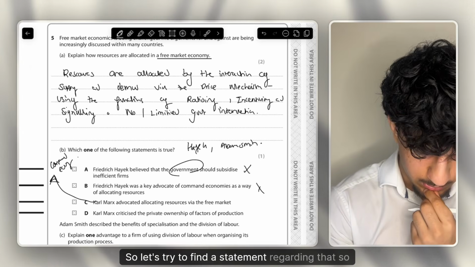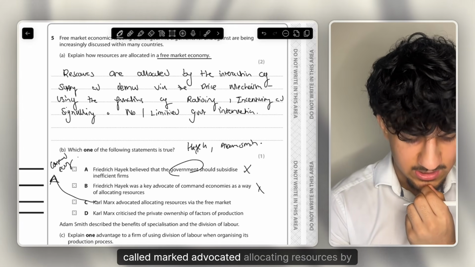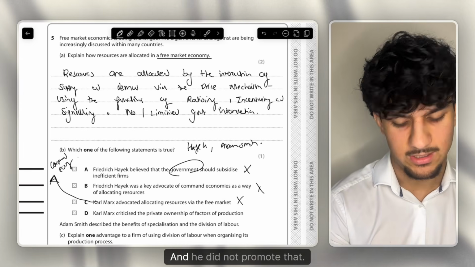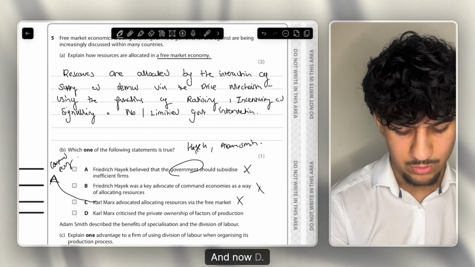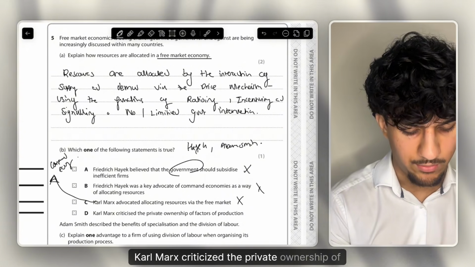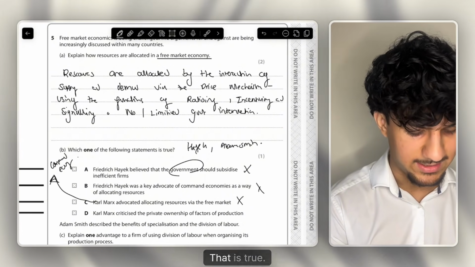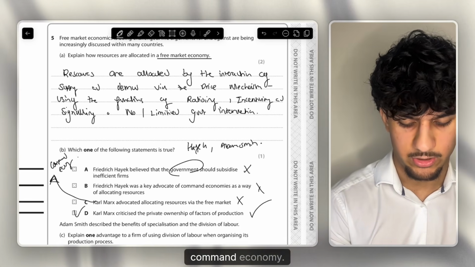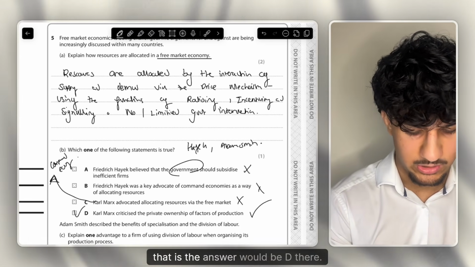So let's try to find a statement regarding that. Karl Marx advocated allocating resources by the free market. That, of course, is free market economics, and he did not promote that. And now D, Karl Marx criticized the private ownership of factors of production. That is true. Why is that? Because he wanted more central planning in the command economy. So the answer would be D there.